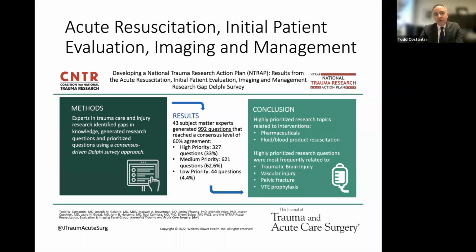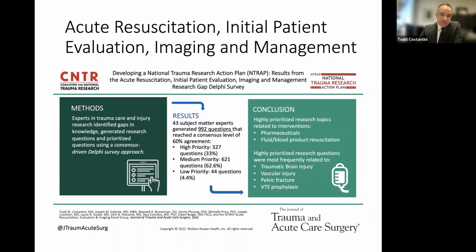So as Dr. Bulger noted, I had the pleasure of working with this panel and had definitely the largest set of issues. So really this panel spans the initial and acute resuscitation in the trauma bay all the way through definitive management of injuries. So that is a pretty robust topic and spans quite a few different areas, as you can imagine.